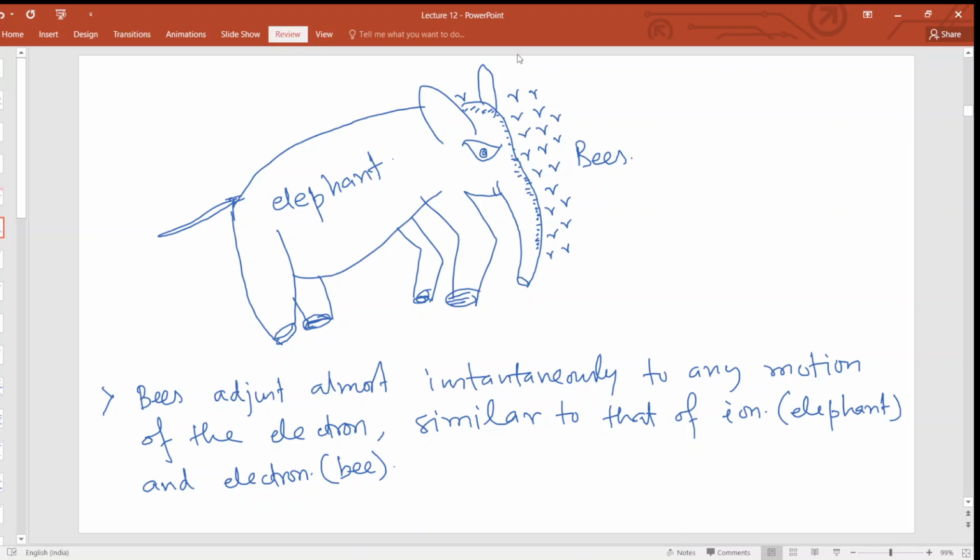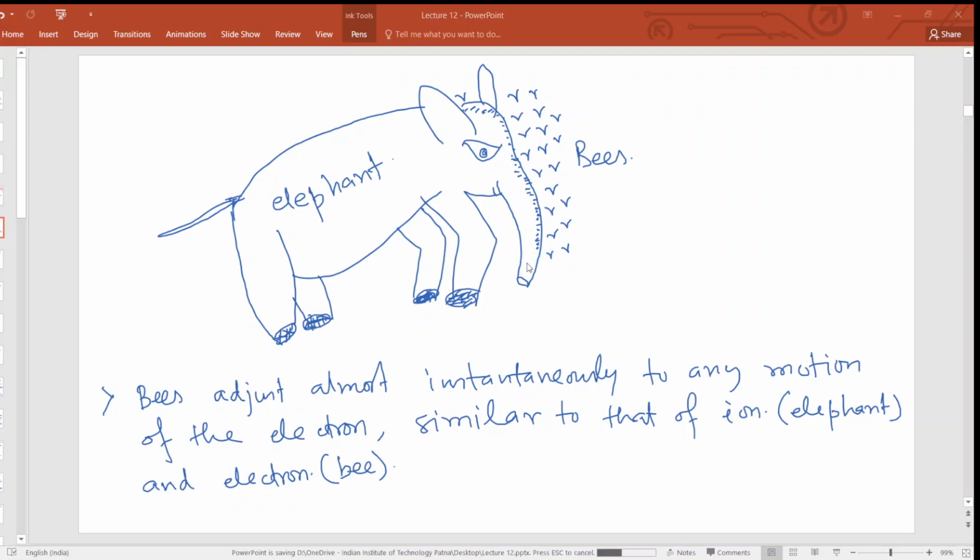So this means that by the time, okay, I'm just amputating the leg. I'm putting a little bit of final touch here.